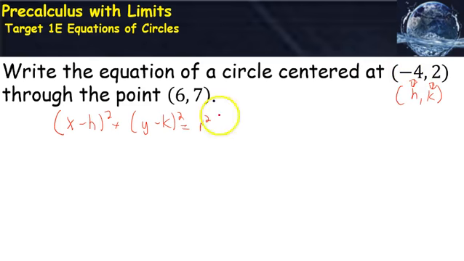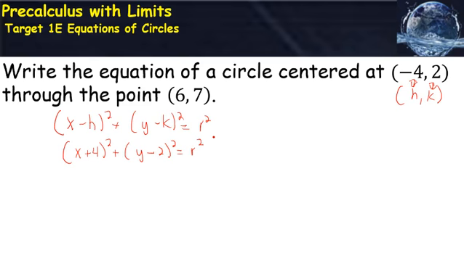Remember, they go the opposite because of this minus here. So instead of writing -4, we write minus and -4, which is +4. So this is (x + 4)² + (y - 2)² = r². So I've got the center. Now I have to find the radius.